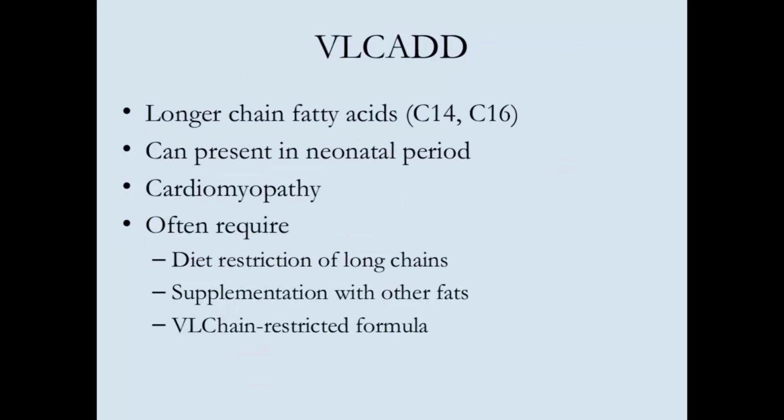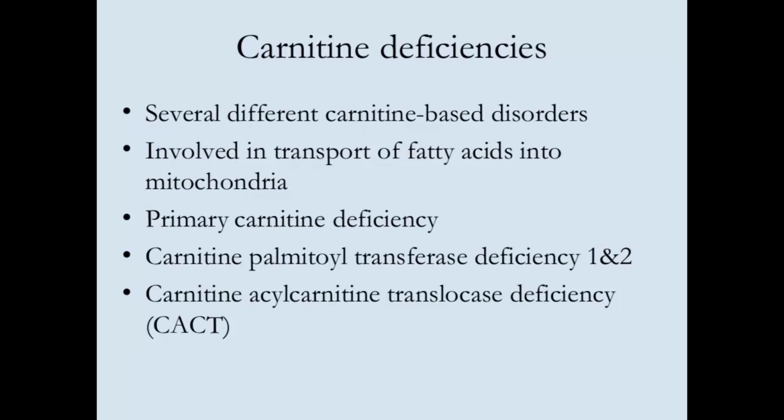VLCADD, very long chain. This can present in the neonatal period, or you can go asymptomatic. The one thing that you typically worry about is cardiomyopathy. You try and restrict these children from long chains, so they try and have a heart-healthy diet, and you may need to supplement with other oils or fats as you're restricting long-chain fats. There's also a formula that you can use, particularly when they're younger. I think the brand name is Monogen, but there are other types.